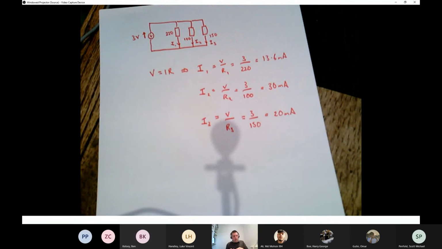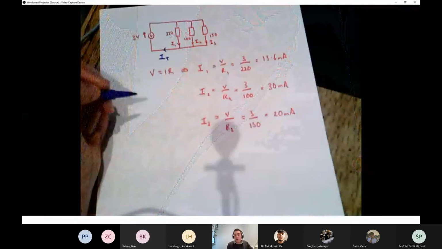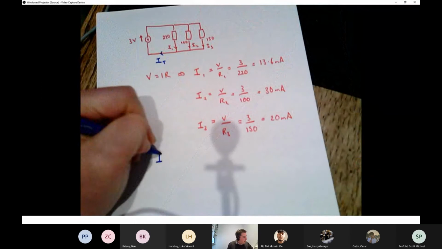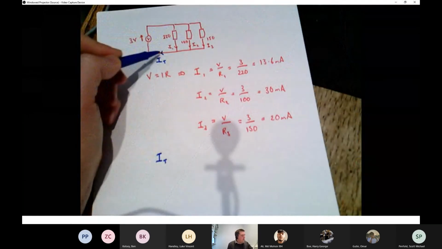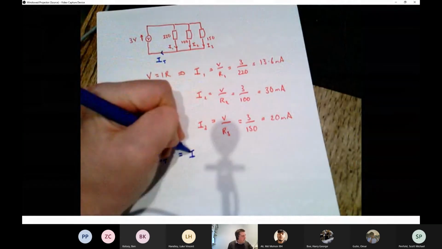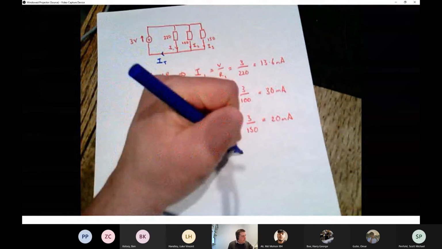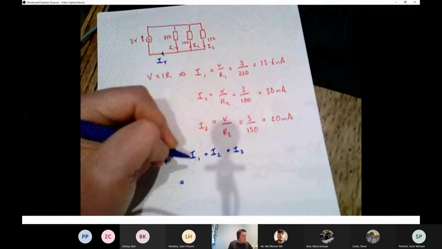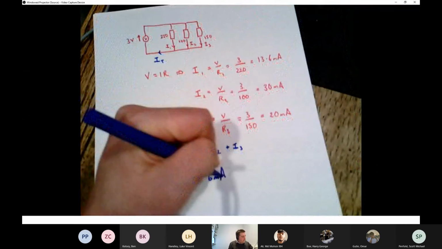And then one last thing that we can do is to mark on here IT, I total, and we can say, okay, it's this same thing about the nodes. The current that flows in IT must be all of I1 plus I2 plus I3. We can't lose any current, so they all have to add up together, and that comes out at 63.6 milliamps.